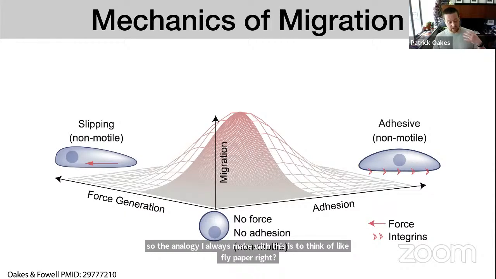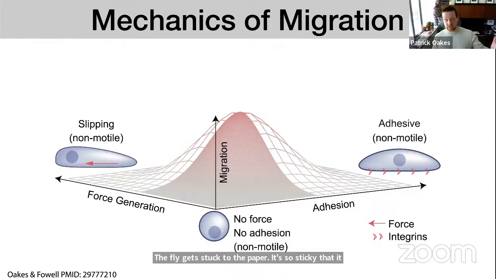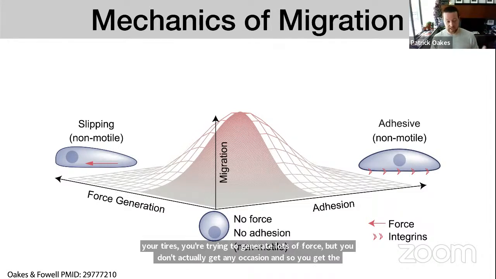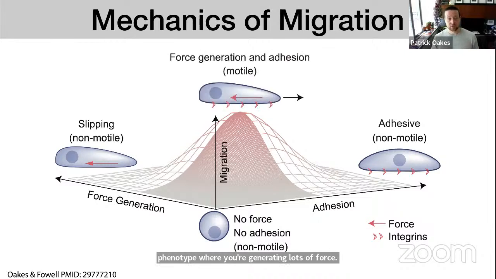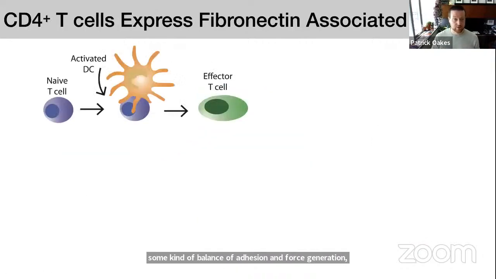Similarly, if you've ever been in a snowstorm in New England or anywhere else where there's tons of snow, if you get in a car in a snowbank and you spin your tires, you're trying to generate lots of force, but you don't actually get any adhesion. And so you get this slipping phenotype where you're generating lots of force, but you're not actually moving, right? And so again, that's not productive migration. And so really to have productive migration, you need some kind of balance of adhesion and force generation, and that allows you to move in these different environments.